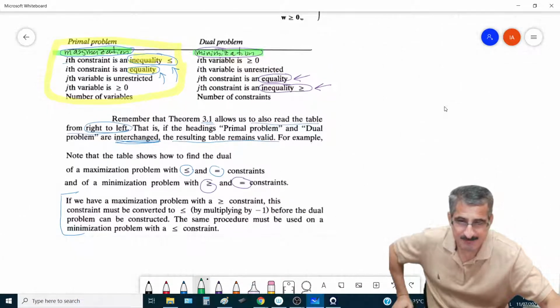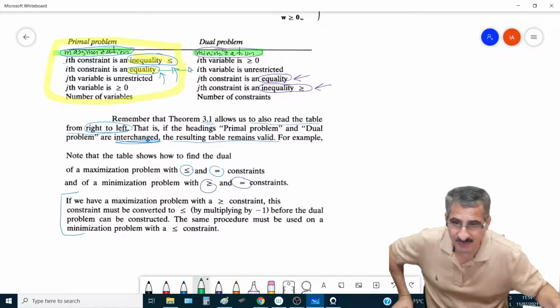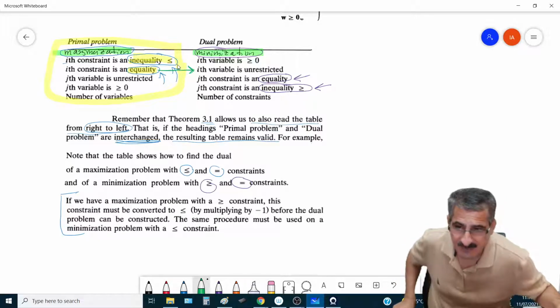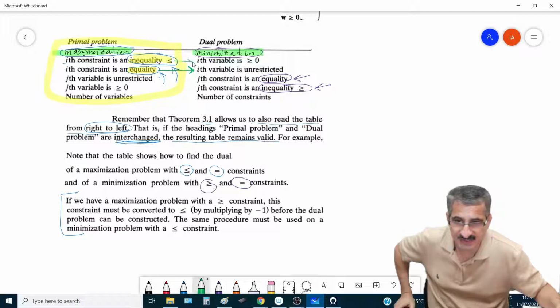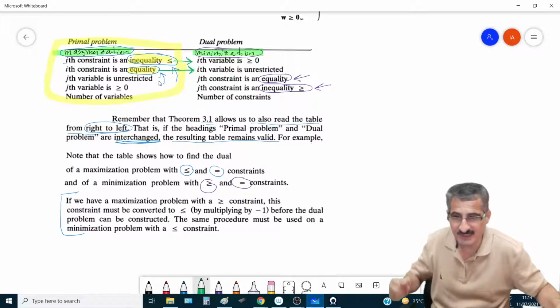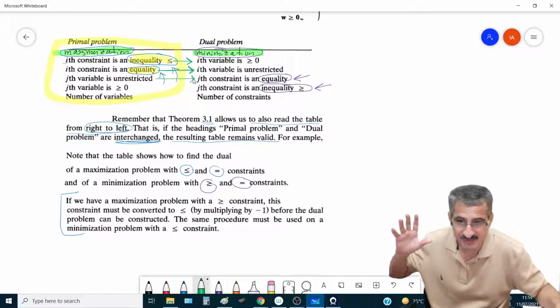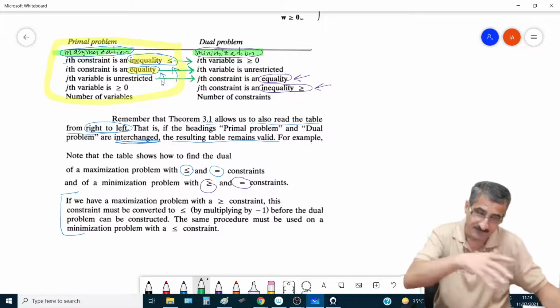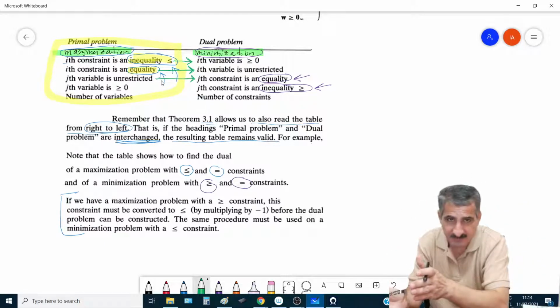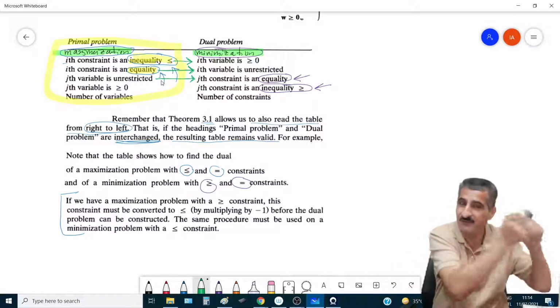Do we have this summarized in the table? Yes, it is summarized in the table. It says the ith constraint equality means that the ith variable is unrestricted. Here it says that if the ith constraint is inequality, then the ith variable is greater than or equal to 0. Good? Good. Now, in the second example, we will use this. If the jth variable is unrestricted, then the jth constraint, when we talk about a variable in the primal, we talk about a constraint in the dual. When we talk about a constraint in the primal, we talk about a variable in the dual.